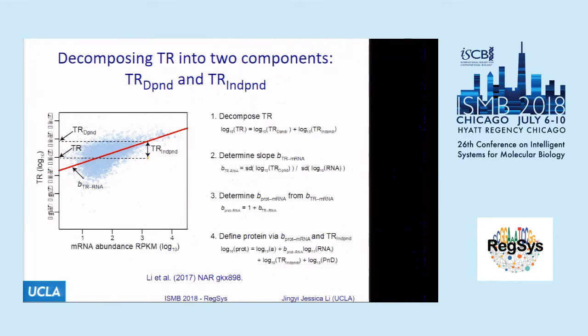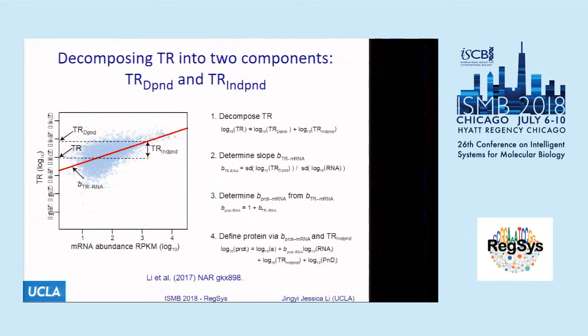This is a plot between translation rate and mRNA abundance. We see that there is a positive correlation, and we decompose the translation rate into 2 parts. Because my collaborators are biologists, they prefer to call it independent and dependent, so I just follow their terminology. Here, the independent part is just the residual, and the dependent part is what is linearly correlated with mRNA. We do the decomposition, and after that, we can get the slope between the translation rate and mRNA from linear regression.